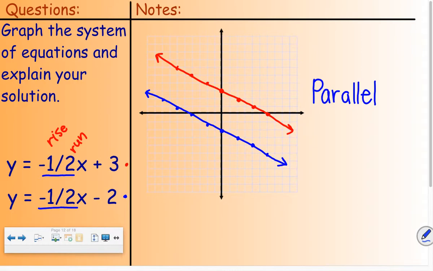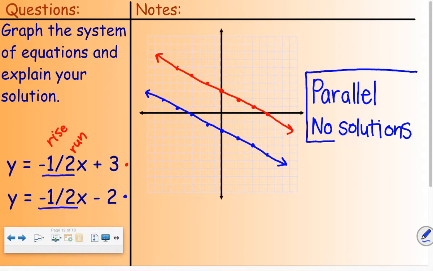Parallel lines have no solutions. So when the problem asks you to explain your solution, this is what they want. They want you to say that the lines are parallel and that you have no solutions. The lines never touch.